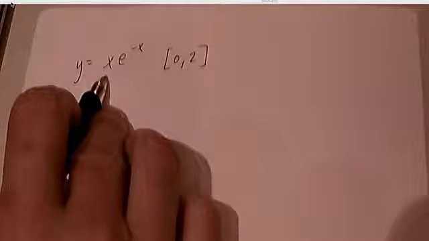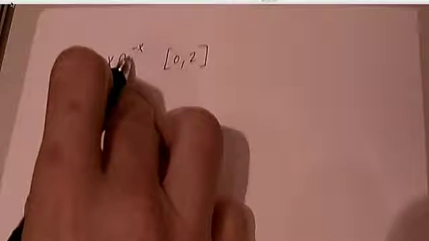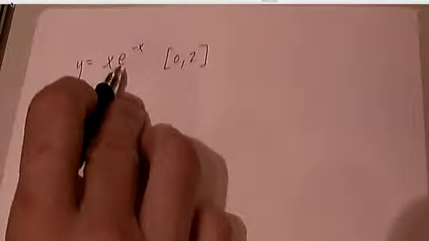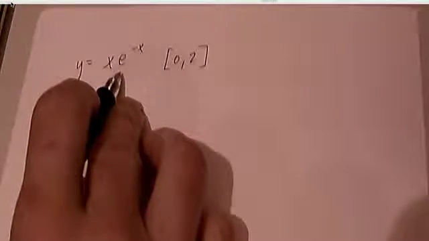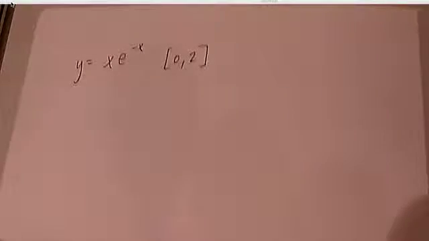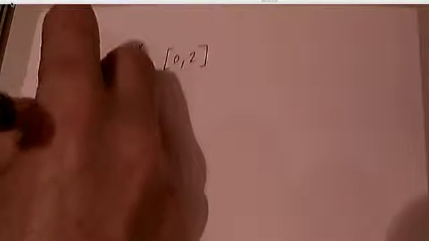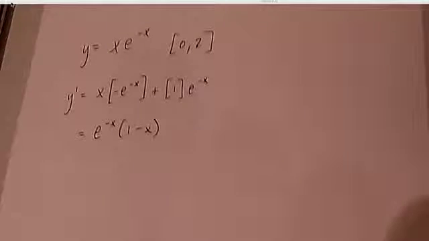Well, this is a product function between y is equal to x and y is equal to e to the negative x, which is, of course, one of the parents of exponential decay. What we need, of course, is just to evaluate and find the derivative. So first times the derivative of the second plus the derivative of the first times the second, and you can get e to the negative x times (1 minus x). Okay, well that's kind of neat.